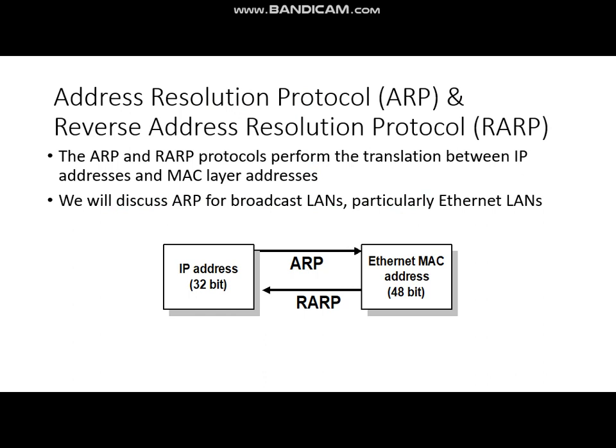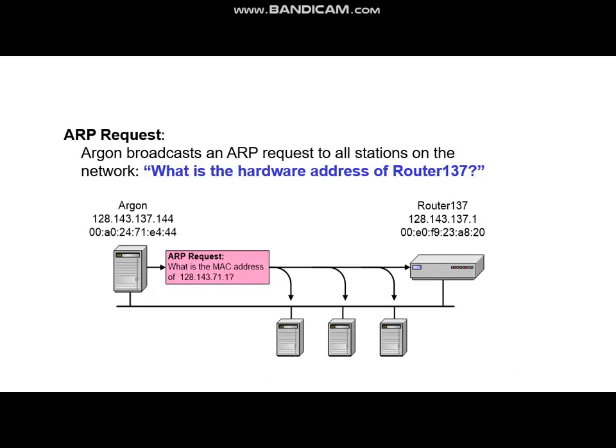Today we are going to see about ARP and ICMP. ARP is Address Resolution Protocol and RARP is Reverse Address Resolution Protocol. Address Resolution and Reverse Address Resolution protocols perform the translation between IP addresses and MAC addresses. We will discuss ARP for broadcast lines, particularly Ethernet lines. To map IP addresses to Ethernet addresses we use ARP. From Ethernet to the IP address we use RARP.